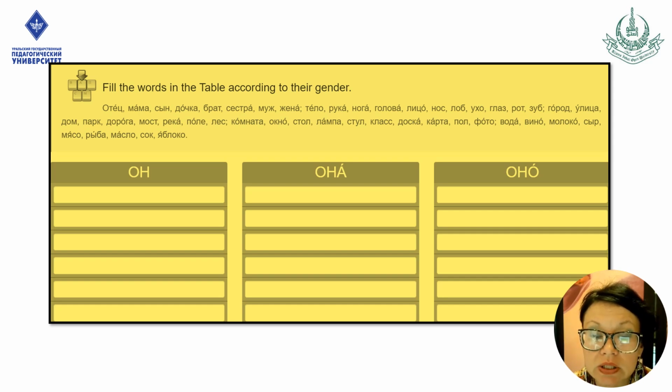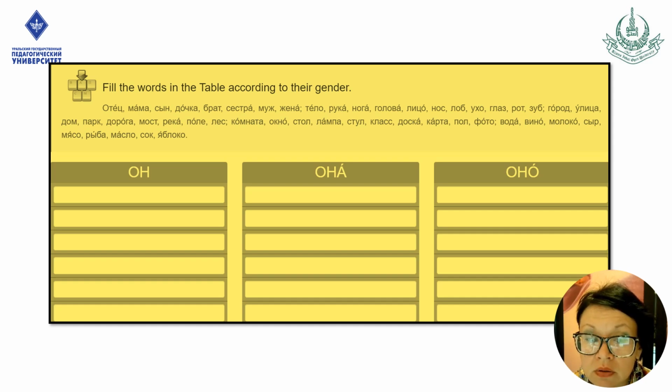Нос, s, hard stem ending corresponds to on, masculine gender, right? Then glaz, z becomes s in final position, becomes voiceless. That's why we say glas. S is a hard stem ending and corresponds to on, masculine gender.